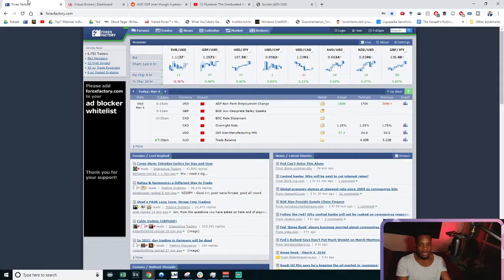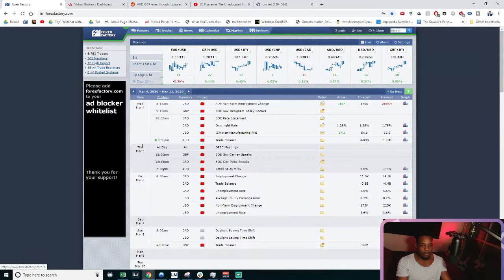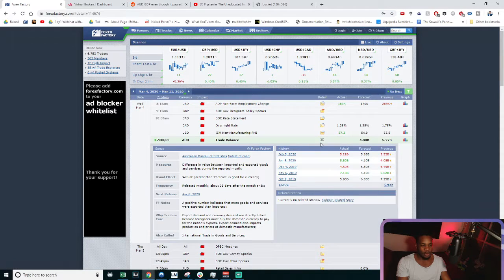I'm new to this show thing, so I want to start off by showing you guys my screen a little bit. Today, as I said before, we're trading the AUD trade balance. I'm not expecting too big of a move, maybe 200 pips to the downside, but we'll see.